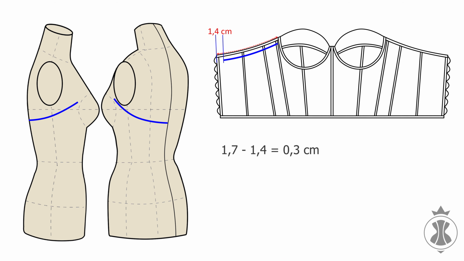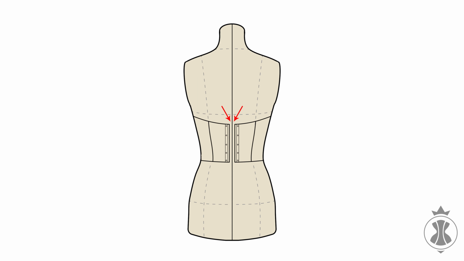We will calculate the real difference of this measurement values on the original and adjusted patterns. It is just 3 millimeters. 1.7 minus 1.4 equals 0.3 centimeters. So, nothing else should be changed in the details of the pattern.